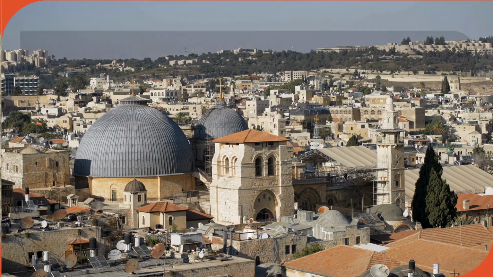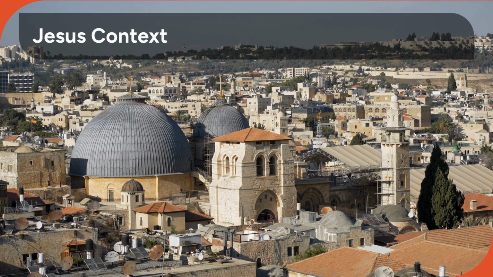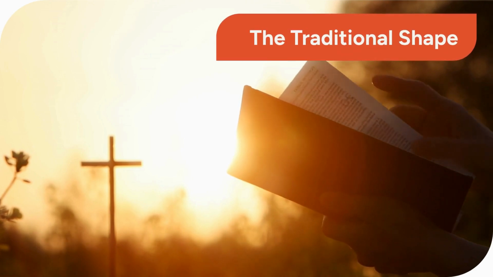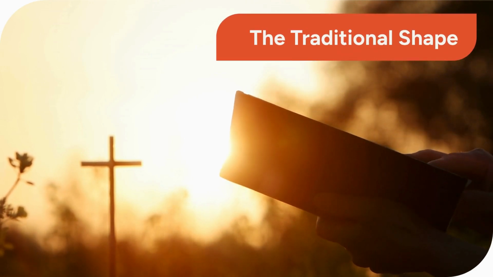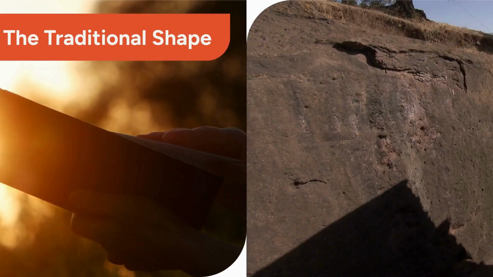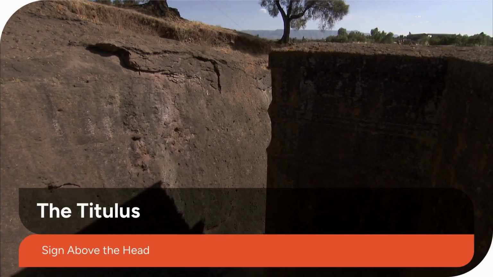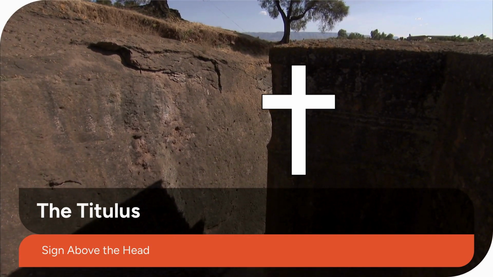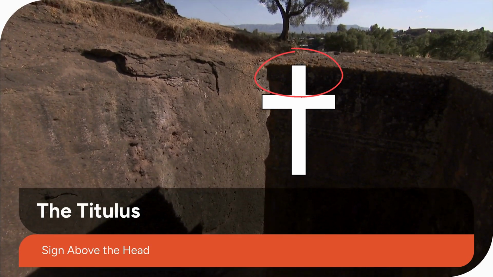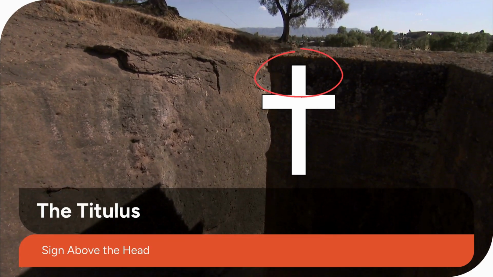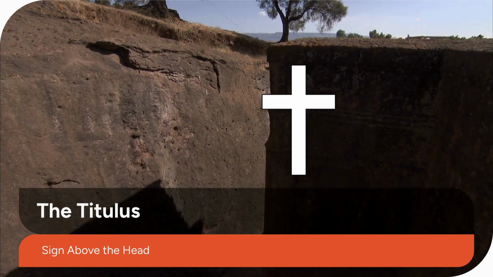Now let's turn our historical lens specifically to the crucifixion of Jesus Christ. While historical documentation is fragmented, many historians and biblical scholars lean toward the traditional crux immissa shape. The reason for this belief centers on the fact that Roman tradition dictated that a sign, or titulus, be placed above the victim's head, identifying the crime. This suggests the vertical beam extended high enough to accommodate the inscription, King of the Jews.